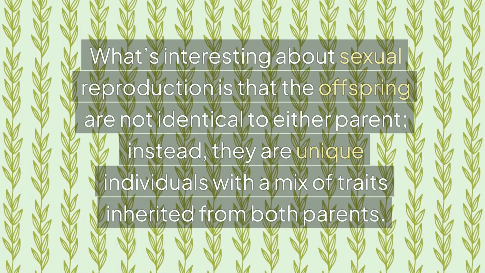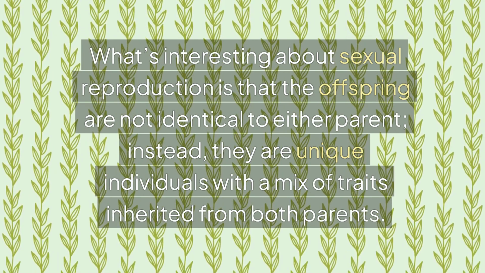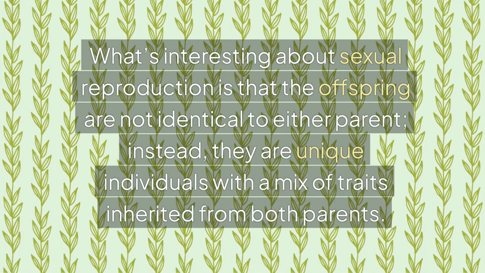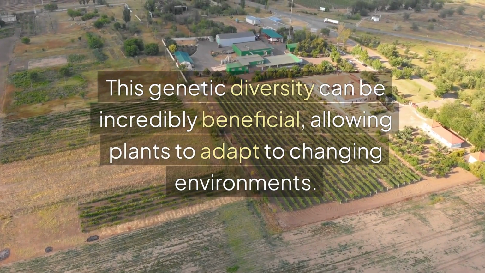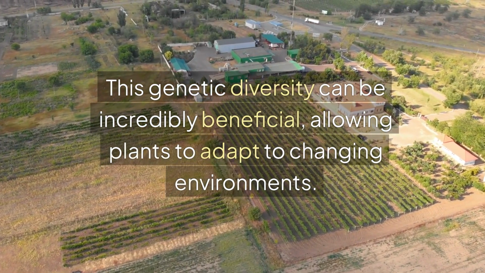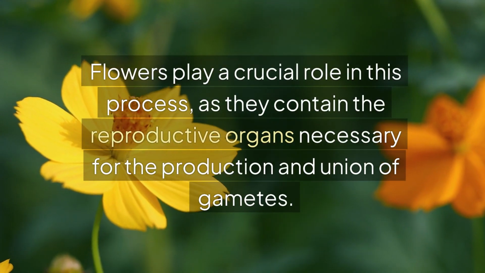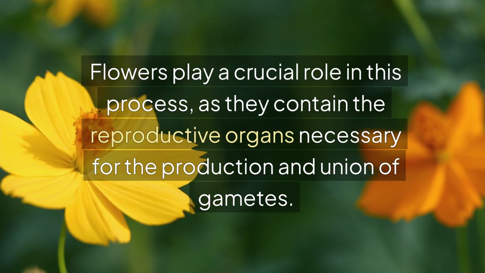What's interesting about sexual reproduction is that the offspring are not identical to either parent. Instead, they are unique individuals with a mix of traits inherited from both parents. This genetic diversity can be incredibly beneficial, allowing plants to adapt to changing environments. Flowers play a crucial role in this process, as they contain the reproductive organs necessary for the production and union of gametes.